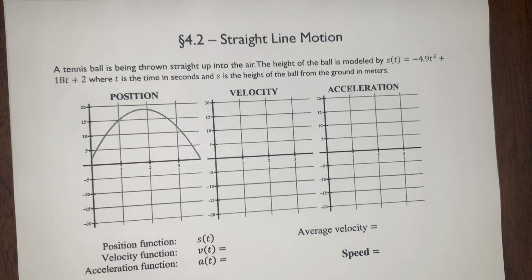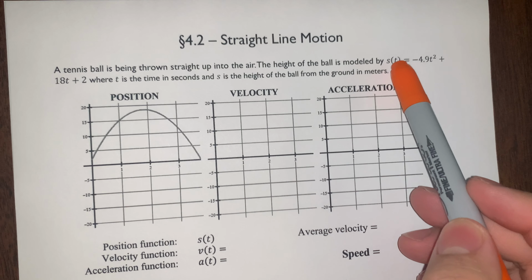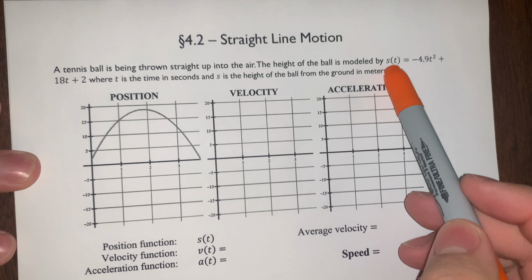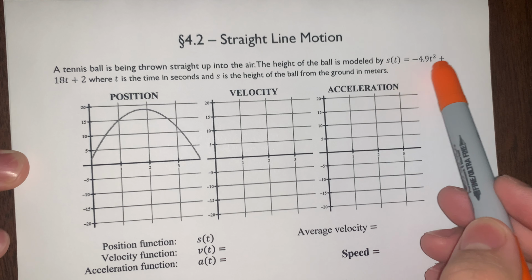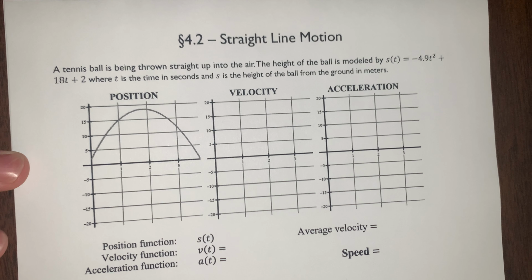For those of you who have taken physics before or are good at physics, some of this might seem very familiar to you, and you might be able to solve some of your physics problems using calculus instead. So let's look at the first question. It says a tennis ball is being thrown straight up into the air. The height of the ball is modeled by S of t. This is the position. So S of t is equal to negative 4.9t squared plus 18t plus 2.